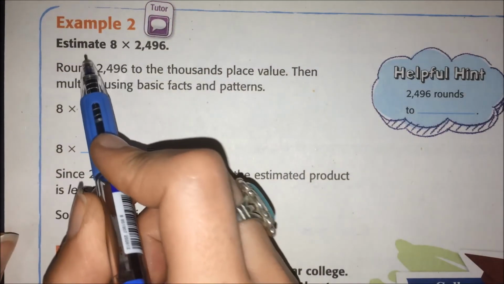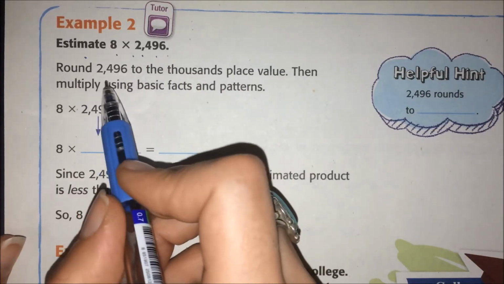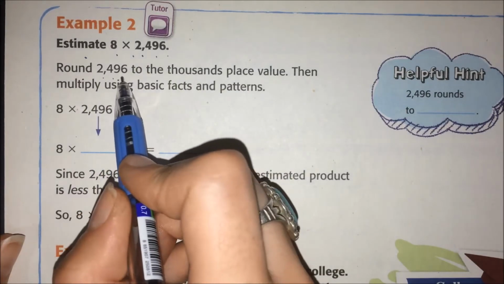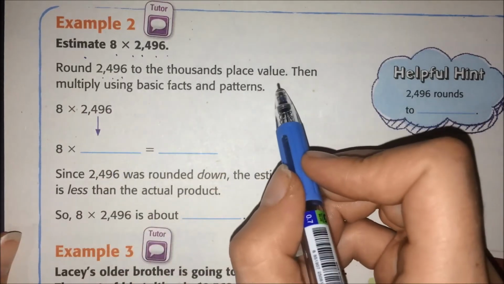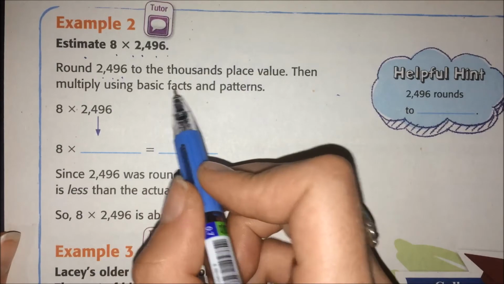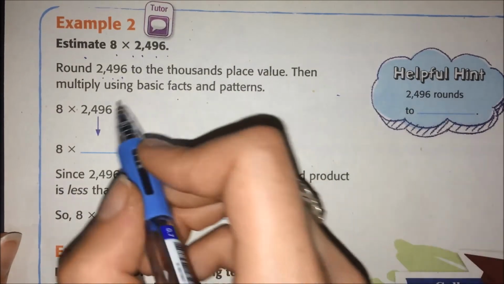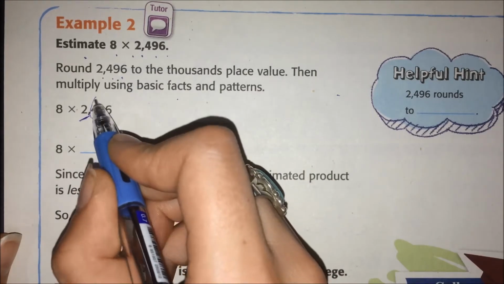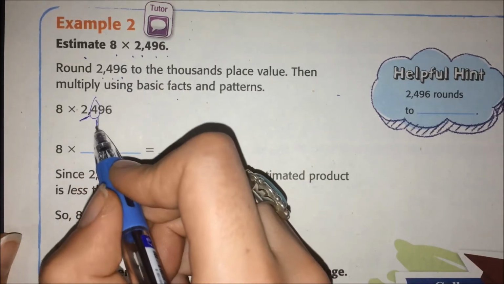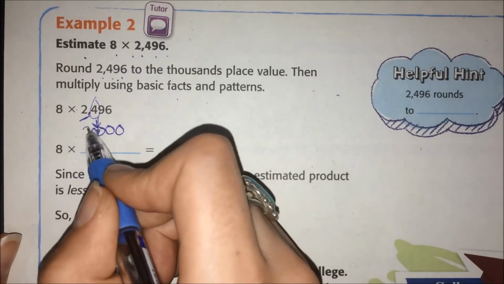Example 2. Estimate 8 times 2,496. Round 2,496 to the thousands place value. Then multiply using basic facts and patterns. So that's your multiplication facts. Rounding to the thousands place, 5 and up, push it up. 4 below, sink it low. So you're changing all of these numbers to 0.